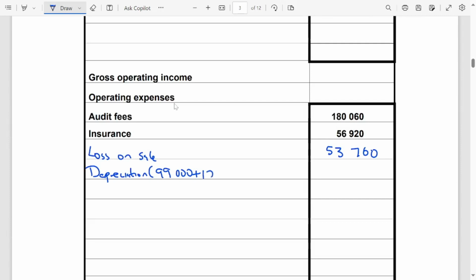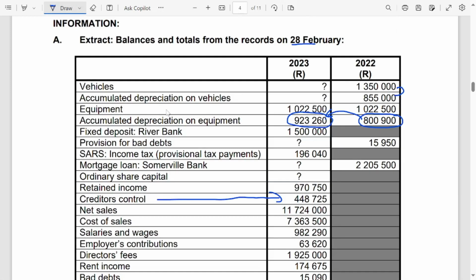So 122,360. So 99,000 plus 122,360 is going to be 221,360. Right? So let's continue.